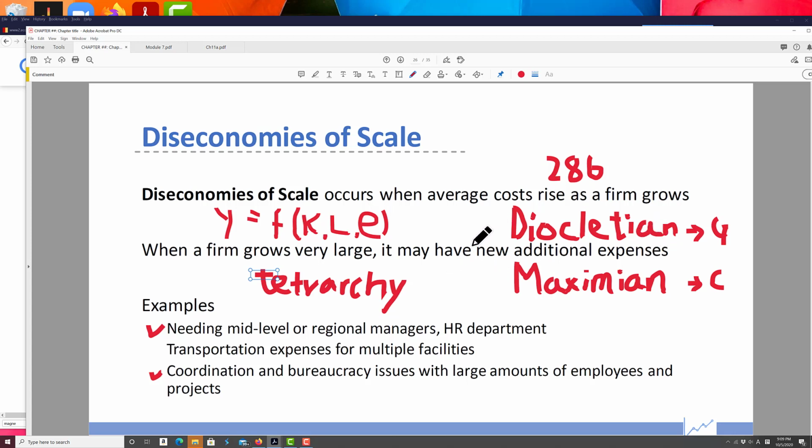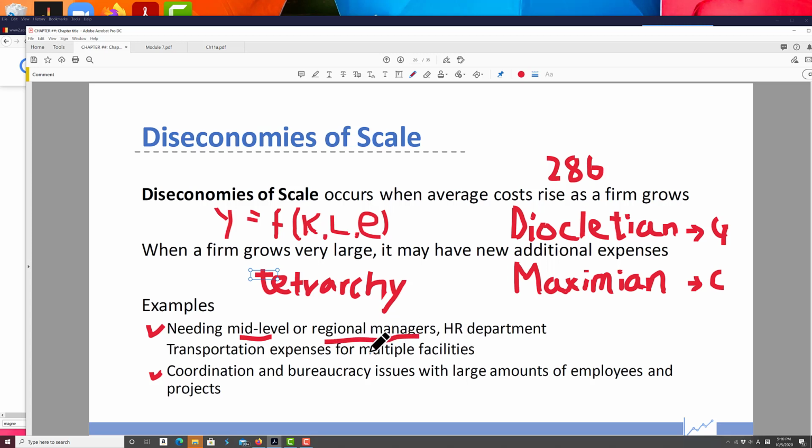Each of them was able to manage 1/4 of the empire. But that did not last very long, unfortunately. But at the time, they thought it was a great idea because the empire was so big for one person to manage. So this example shows you need, when firm size gets very big, you need mid-level or regional managers.